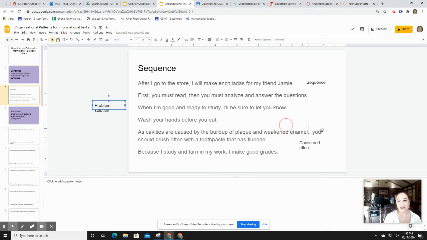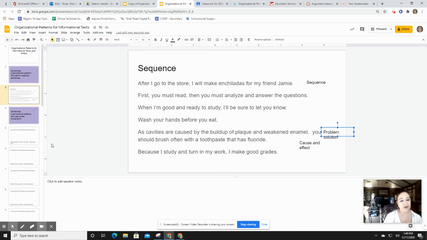You can also see that really these cause and effect and problem solution, it kind of depends on how you're looking at it. If the problem here is weakened enamel, the solution is that you would have toothpaste that has fluoride. You can also see that we have the cavities that are the cause, and the plaque and weakened enamel are the effect of it. So those are some things that are a little bit both, but I think you can see that there are ways that you can structure your sentences that begin to hint at the organizational structure that you want to convey in your writing.